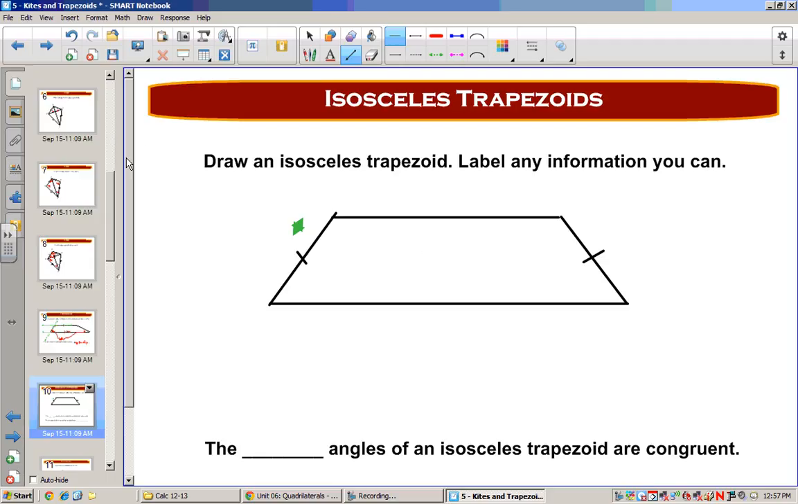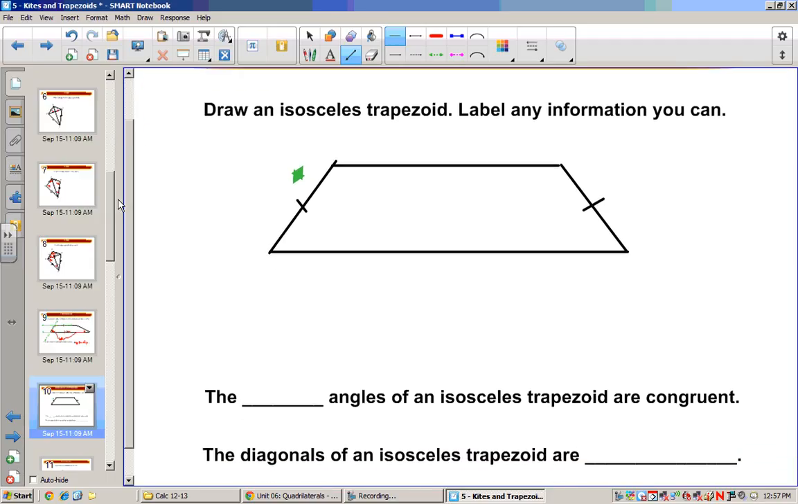Now, the things that are different about an isosceles trapezoid, there are two properties. One is the base angles in an isosceles trapezoid are going to be congruent. So these two are congruent. That also means these two are going to be congruent. Now the diagonals of an isosceles trapezoid are always going to be congruent as well.